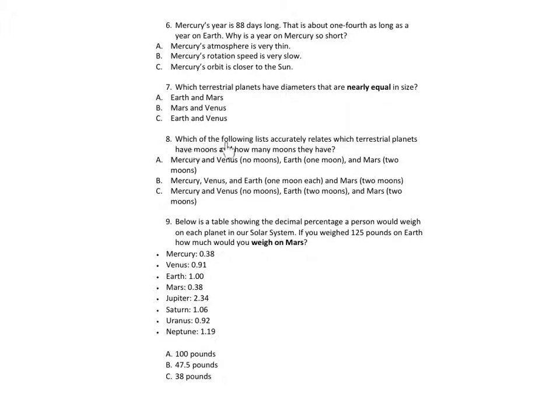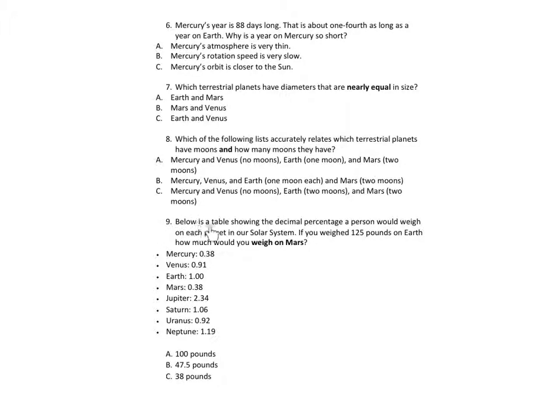Number 8. Which of the following lists accurately relates which terrestrial planets have moons and how many moons they have? A. Mercury and Venus, no moons. Earth, 1 moon. And Mars, 2 moons. B. Mercury, Venus, and Earth, 1 moon each, and Mars, 2 moons. C. Mercury and Venus, no moons. Earth, 2 moons, and Mars, 2 moons.